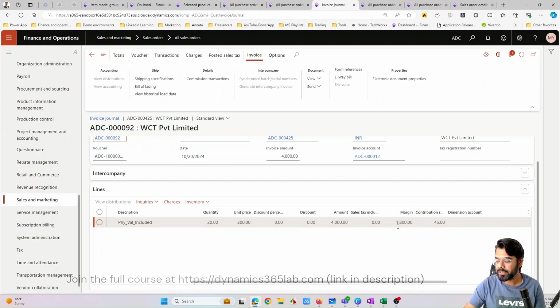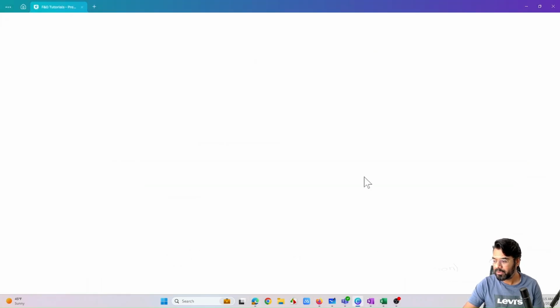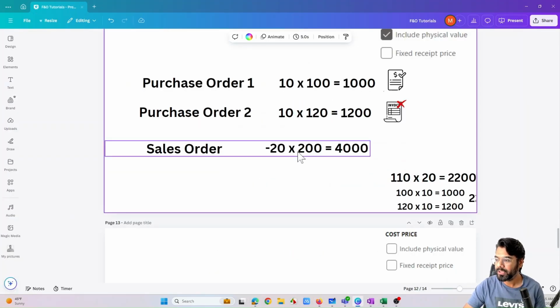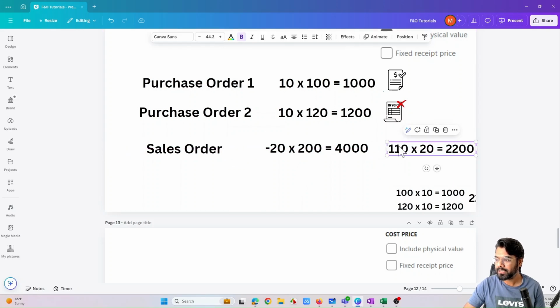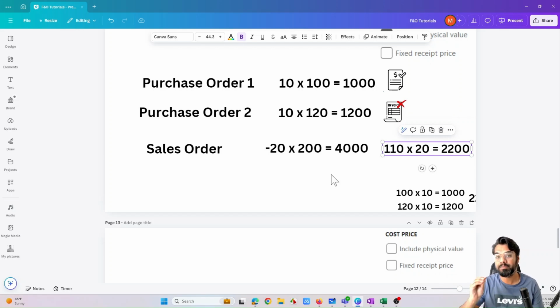$1,800. The $1,800 is coming into the picture because it is 110 into 20, right? So 110 is my average cost price. Which means that if I go to the whiteboard, you see this 110 is the average cost price into 20. So it's considering 2,200 as my cost price, 4,000 as my sales price. So the difference between these two, 1,800, is considered as my temporary profit until the inventory closing is run.